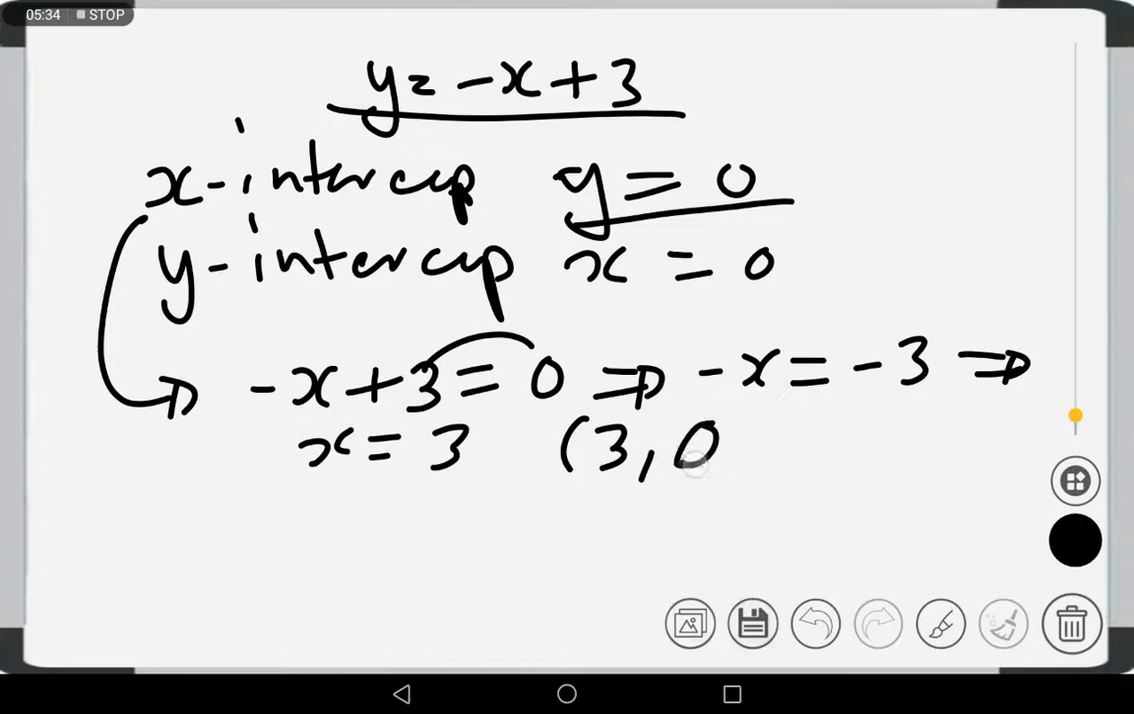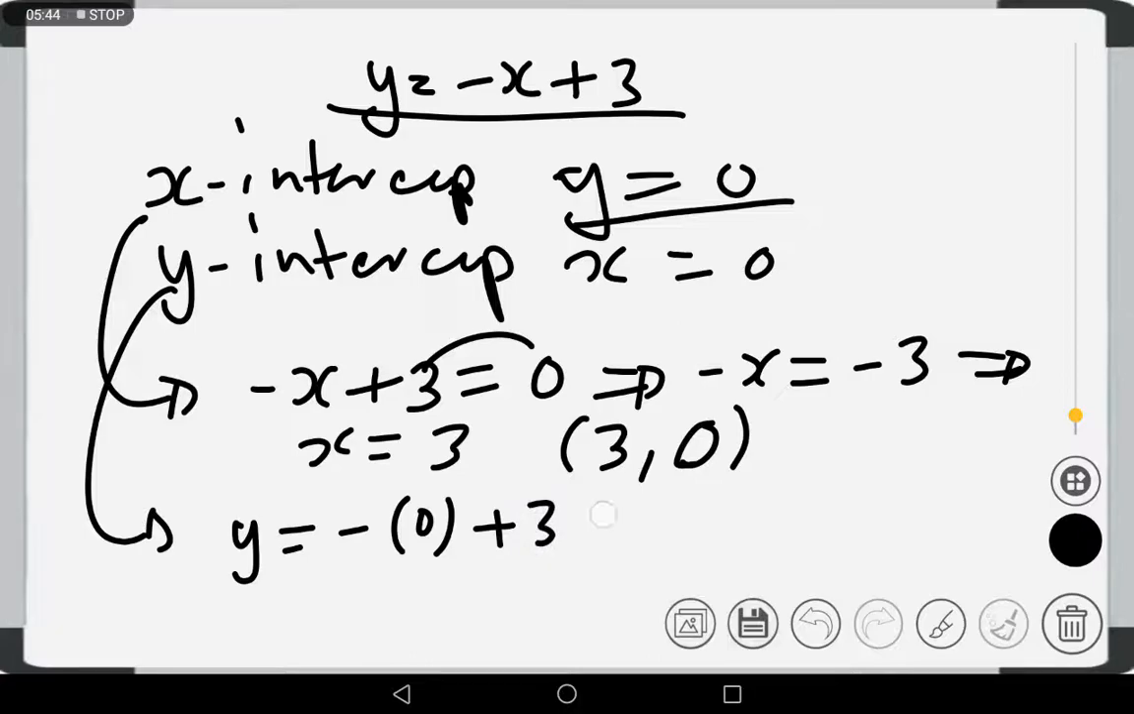We go to the y-intercept when x equals 0. When there is x, you put 0, plus 3 equals your y. This implies that your y is going to be equal to 3. So when our x is 0, what do we get? We get y equals 3.